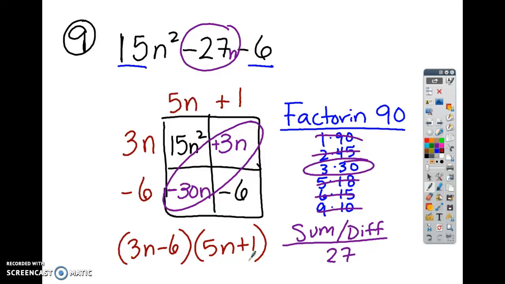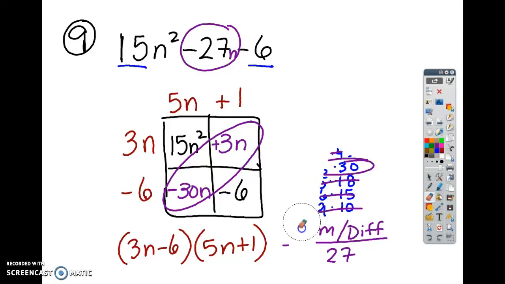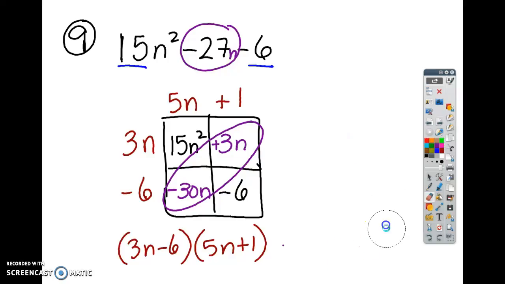So these are the factors. The thing is, whenever you go on Schoology to check your answers, that's not what they have. And that's because you can still factor this one out. Both of these numbers can be divided by 3, so you can take out a 3. When you take out a 3 of this one, it becomes a 1. And when you divide by 3, this one gives you 2.